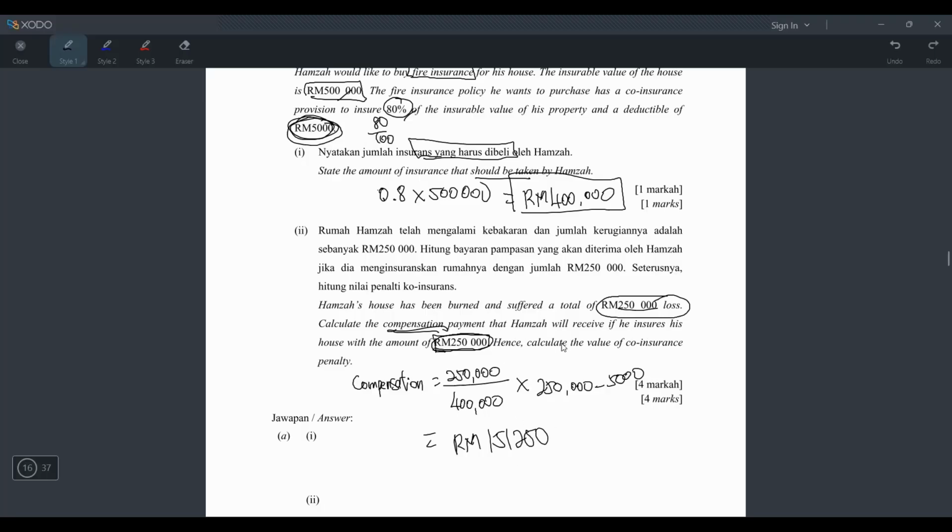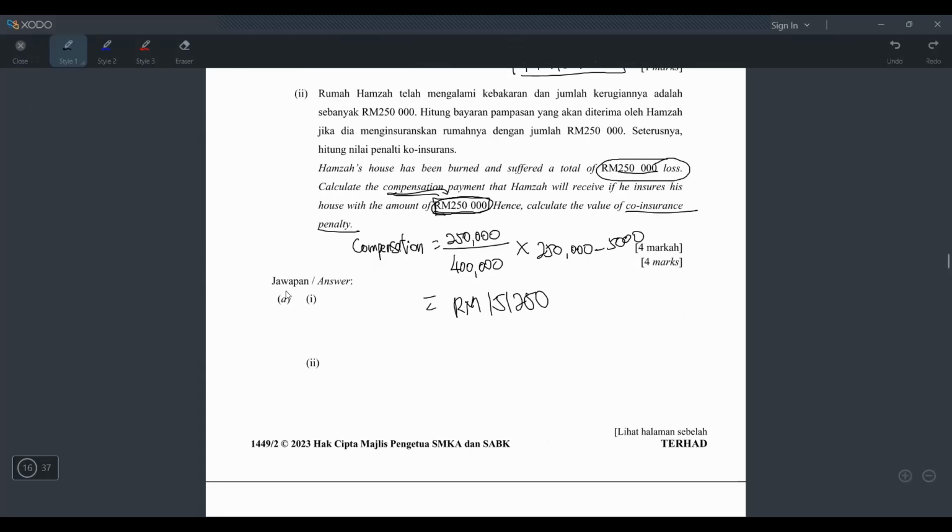And then they say, hence calculate the value of co-insurance penalty. You remember I taught in class? Co-insurance penalty, you forget already, right? I know you forget already. Okay. So how to calculate co-insurance penalty? I still remember so clearly. I taught this in class. I don't know if you came or not when I taught this. Sometimes they will ask, sometimes they won't ask in exam, right? But you see, asked already. But I did teach this, I remember.